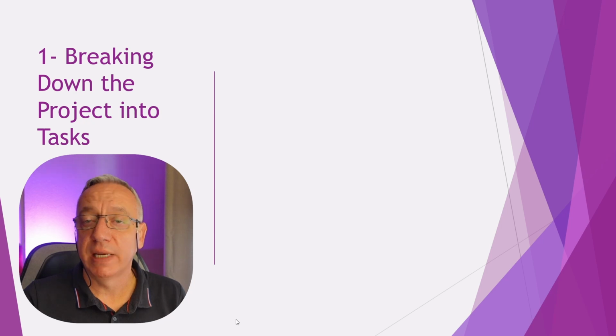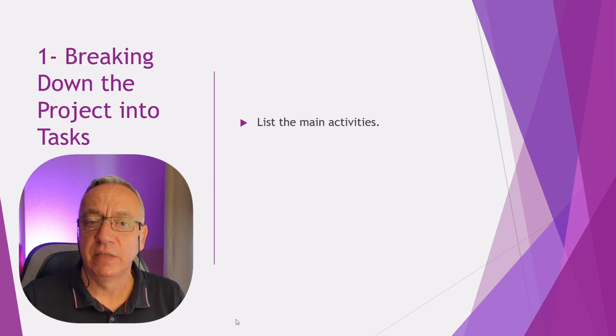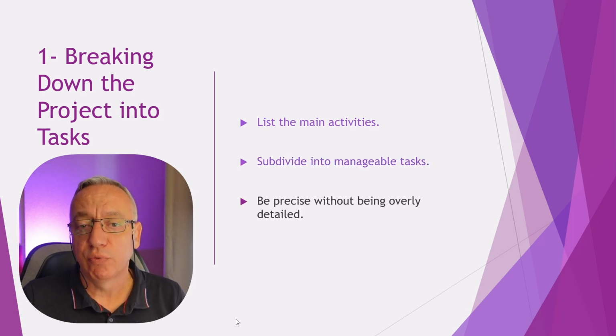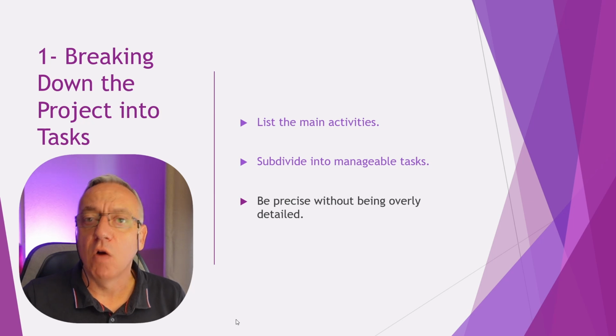Step 1, breaking down the project into tasks or activities. To do that, it's very simple. List the main activities of your project. You will not get all of them in the first attempt. It's an iterative process. As you list activities, more will come to mind. You may sometimes subdivide these activities into more manageable tasks. You need to be precise without being overly detailed.